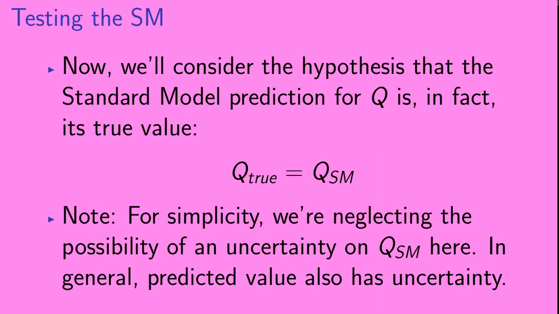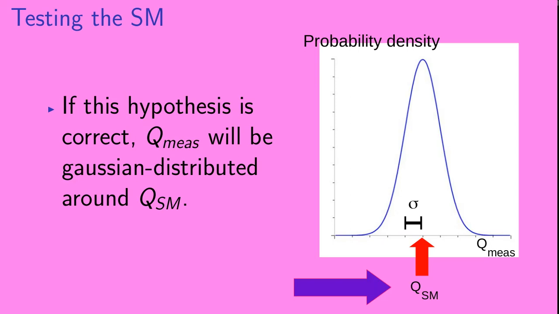Now we're going to consider the hypothesis that the standard model prediction for Q is in fact the true value of Q. So we're testing the hypothesis that Q true is equal to QSM, where QSM is the standard model prediction for Q. And we should note that for simplicity, we're neglecting the possibility of an uncertainty on QSM. But in general, the predicted value will also have an uncertainty. Now, if this hypothesis is correct, Q measured will be Gaussian distributed around QSM. So here we have the same plot that we had before, except that before the Gaussian was centered at Q true, and now we've replaced that with QSM.